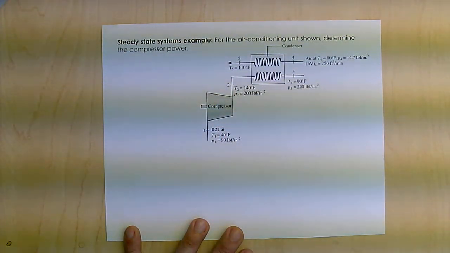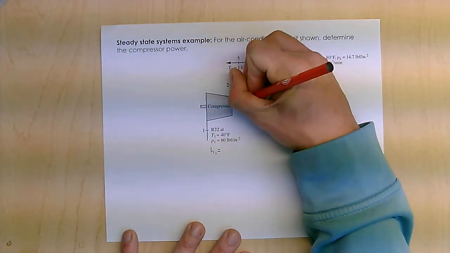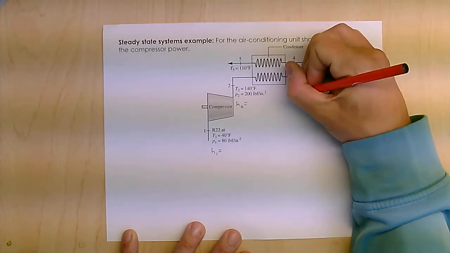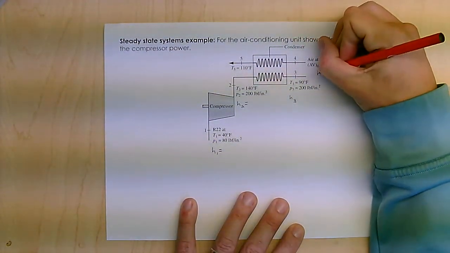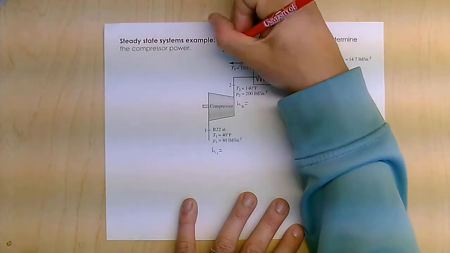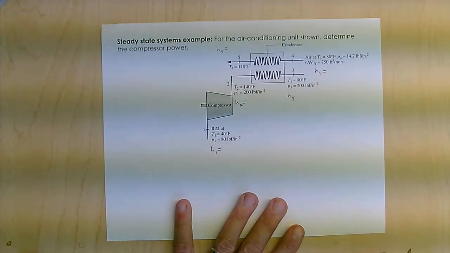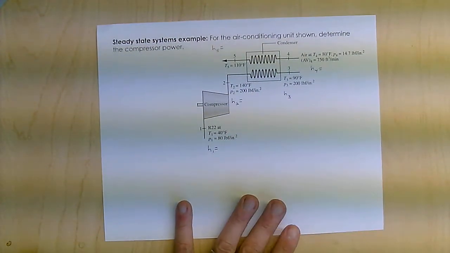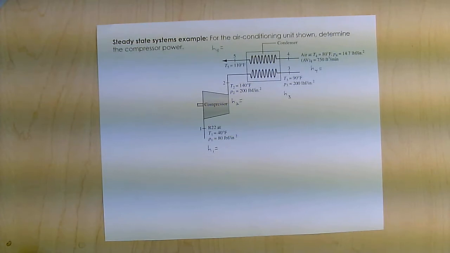Okay, so what I need to do is set my states, which means finding my H values. So we need to find H1, H2, H3, H4, and H5 for my system. Okay, so I'll start with this R22, and again, we are in English units.